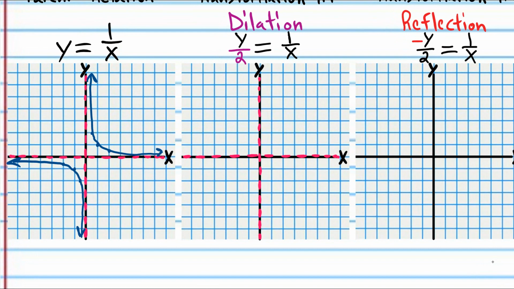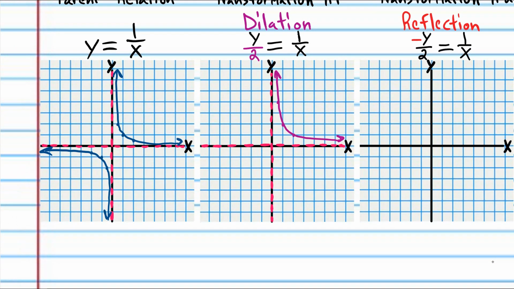So 1, 1 is going to become 1, 2, and 1/2, 2 is going to become 1/2, 4, and 2, 1/2 is going to become 2, 1. Again, just multiplying all the y values by 2. And the same thing is true on the other side. We have negative 1, negative 1. It's going to become negative 1, negative 2. We have negative 1/2, negative 2. That's going to become negative 1/2, negative 4. And negative 2, negative 1/2 is going to become negative 2, negative 1. And we just connect the dots.